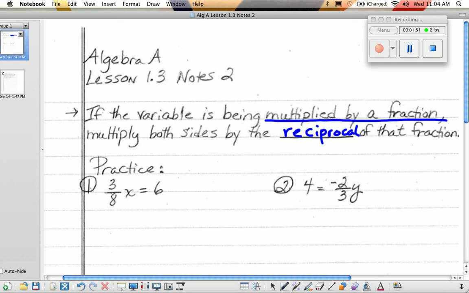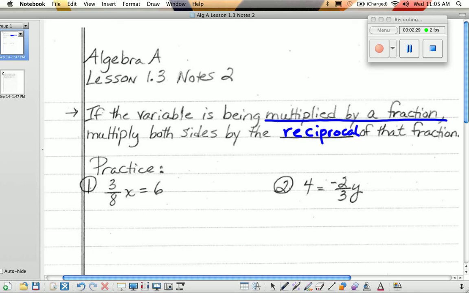By the way, every number has a reciprocal, not just the fractions. Can somebody tell me the reciprocal of 1/2? Brighton? 2 over 1. We have the numerator and the denominator trade places. So what's the reciprocal of 3/2? 2 over 3.